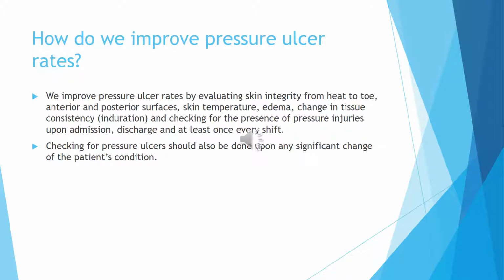How do we improve pressure ulcer rates? We improve pressure ulcer rates by evaluating skin integrity from head to toe, anterior and posterior surfaces, skin temperature, edema, change in tissue consistency, and checking for presence of pressure injuries upon admission, discharge, and at least once every shift. Checking for pressure ulcers should also be done upon any significant change of the patient's condition.